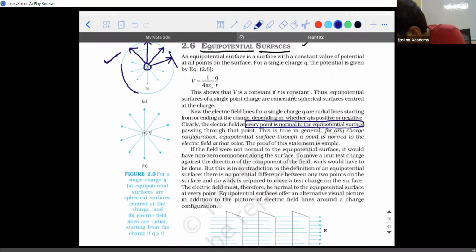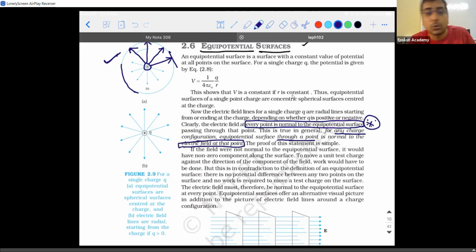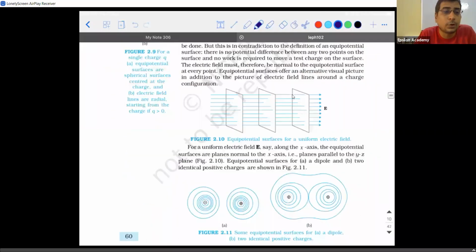This is a very, very important point to be noted, and there is a reason why I'm saying it. So, the electric field is normal to the equipotential surface passing through that point. From this, in general, we can say that for any charge configuration, the equipotential surface through a point is normal to the electric field at that point. So how is this statement going to help us? This will help us to draw the equipotential surface for other kinds of charge distributions also.